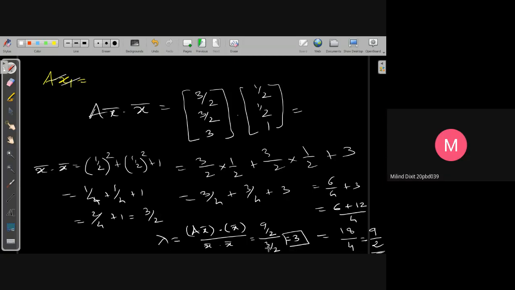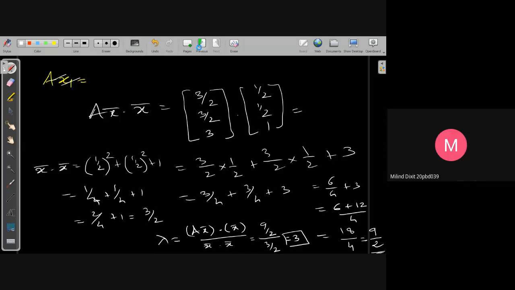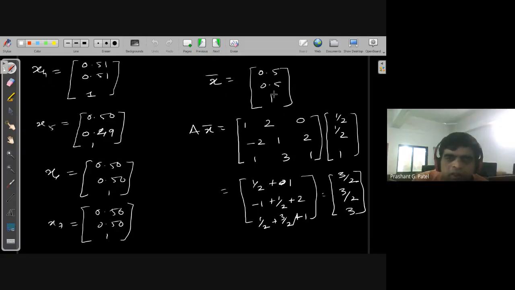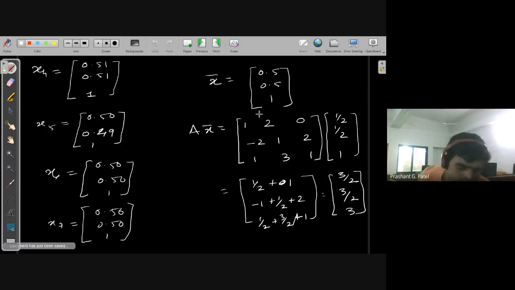But the approximate value was 0.5, right? The x bar that we get at the end is the eigenvector, the dominant eigenvector, and this is the eigenvalue. So it need not necessarily be the same. The eigenvalue is 3, and the dominant eigenvector is 1/2, 1/2, 1, that is 0.5, 0.5, 1.